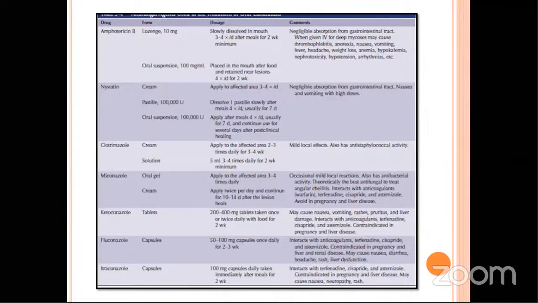For other topical forms, if the patient is still symptomatic, you can always go for fluconazole tablets. Half a tablet is actually enough, and these are some of the drug interactions. Again, you have to go back to the patient's history and then give the actual antifungal agent necessary. You can take a screenshot of this.